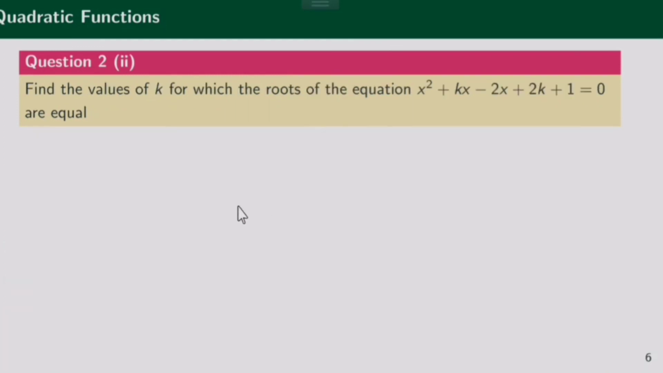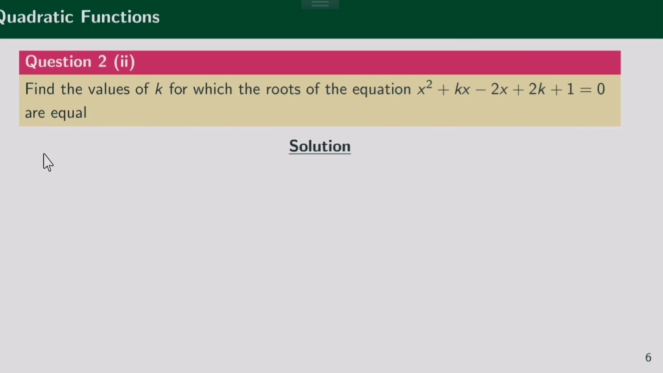Then the second part of question 2 is: find the values of k for which the roots of the equation x squared plus kx minus 2x plus 2k plus 1 is equal to 0 are equal.